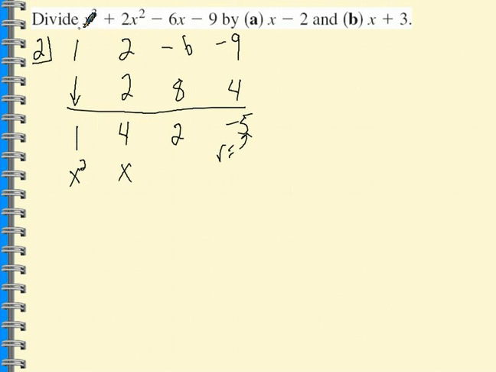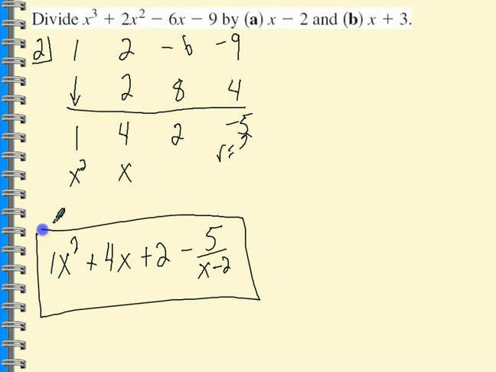So if we divide x cubed plus 2x squared minus 6x minus 9 by x minus 2, what's left is 1x squared plus 4x plus 2 with a remainder of negative 5 over x minus 2. So we subtract 5 over x minus 2. That is our quotient. Where did these numbers come from? Well, they came from our result of our synthetic division.